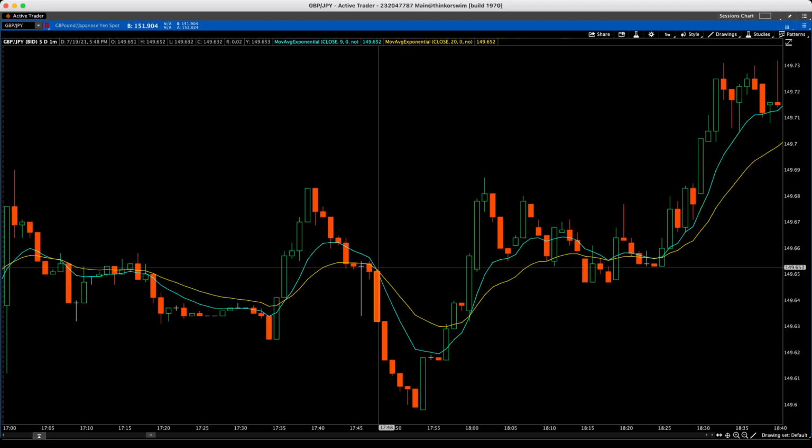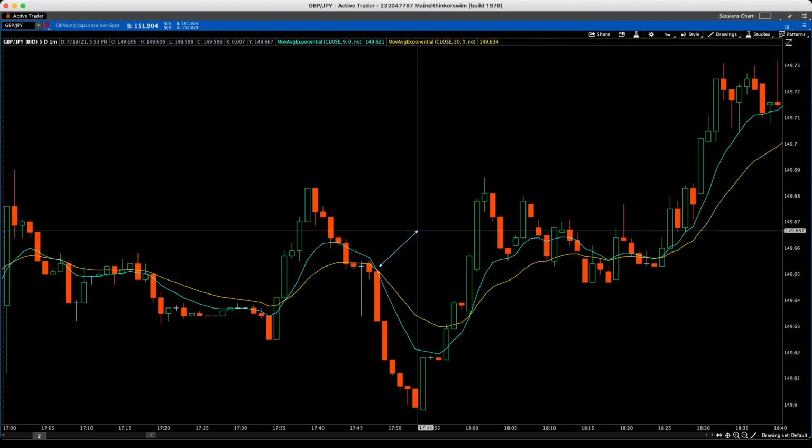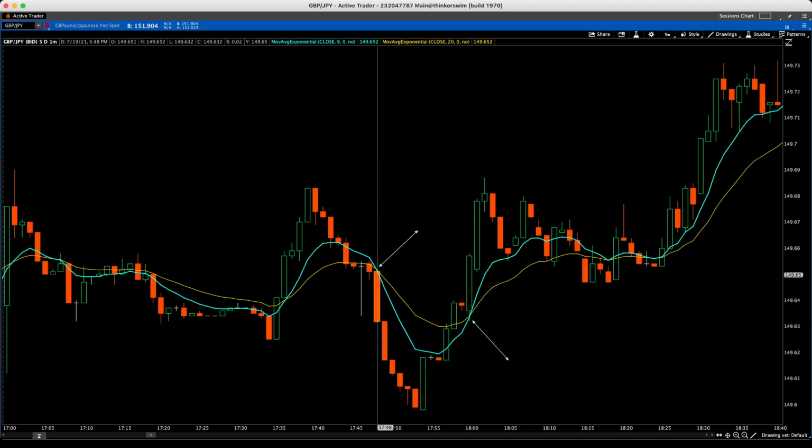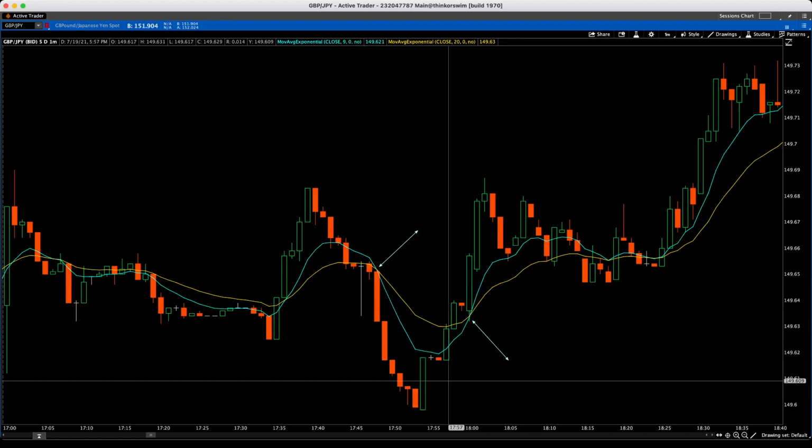So another trade here, if you wanted to go short, you've got an entry here, and your exit would have been here, but you certainly could have scaled out on the way down there, right?